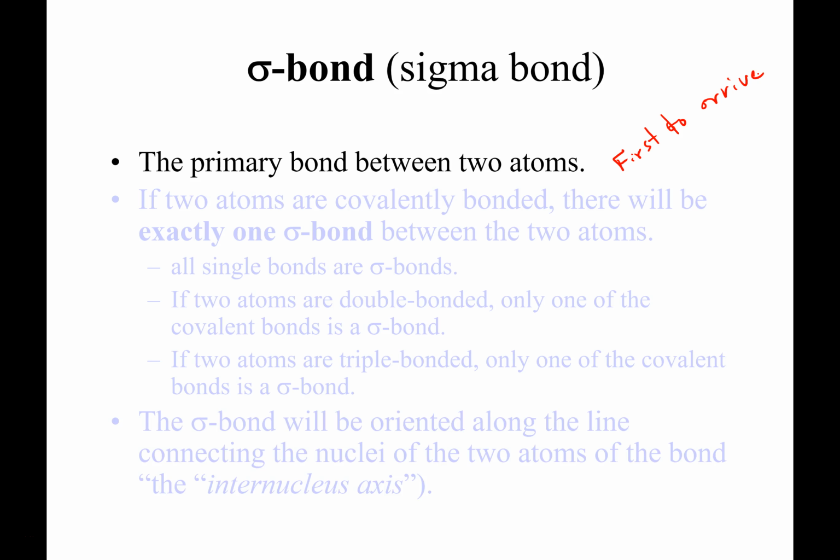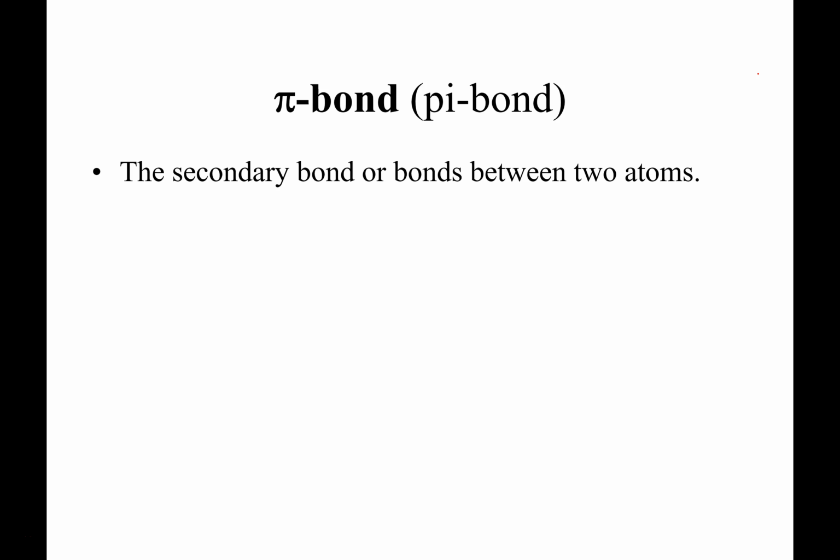Well, I almost get nostalgic when I get to this part, because the secondary bond, of course, that's the Greek letter pi, right? The Greek letter pi. So we call these pi bonds, and I think it's funny because they're like desserts. They're secondary bonds. Okay.